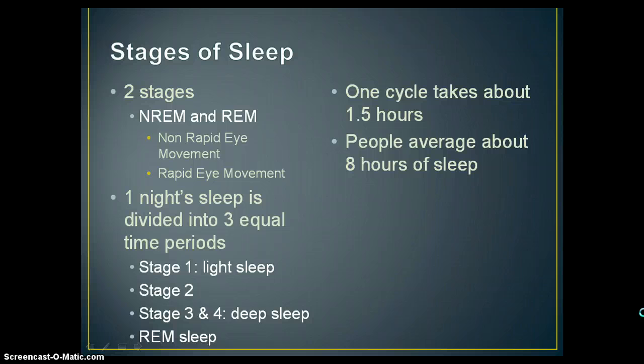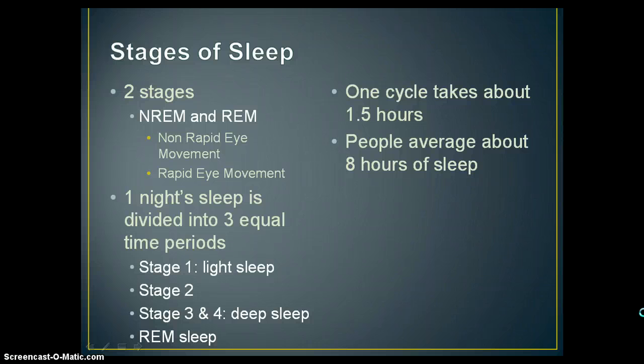Sleep is broken down into stages. There are two primary stages, NREM and REM, non-rapid eye movement and rapid eye movement. One cycle takes about an hour and a half, and people average about 8 hours of sleep a night. One night's sleep is divided into 3 equal time periods, even though it's 4 here.